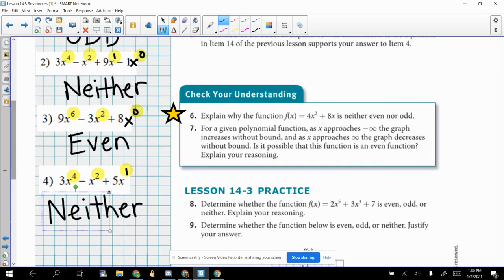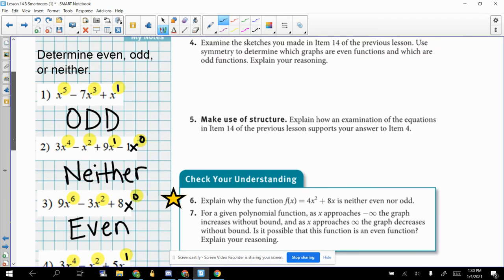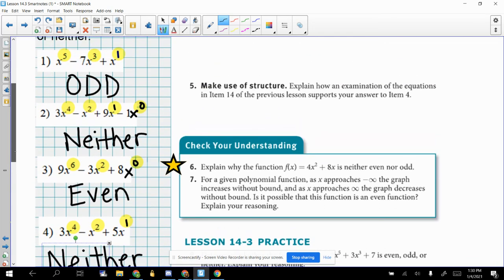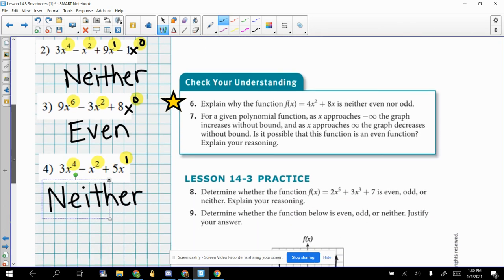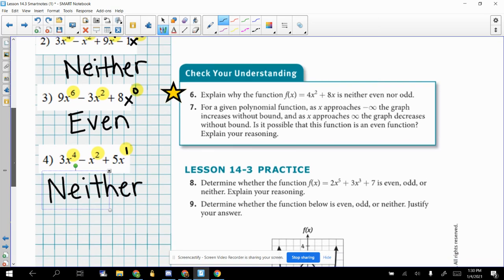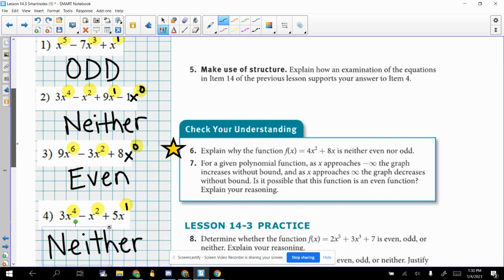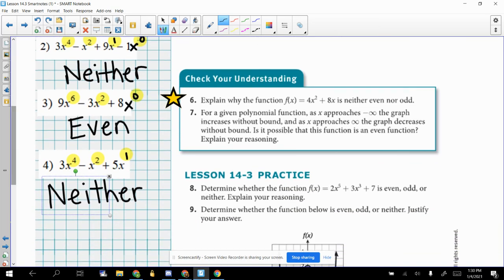All right, so again, you could also determine these by graphing them if you wanted to graph them in your calculator, or if you wanted to do it on Desmos. And then just remember, if it is symmetrical about the origin, it's going to be odd. If it's symmetrical about the y-axis, it's going to be even. And if it's not symmetrical about either the y-axis or the origin, then it's a neither.